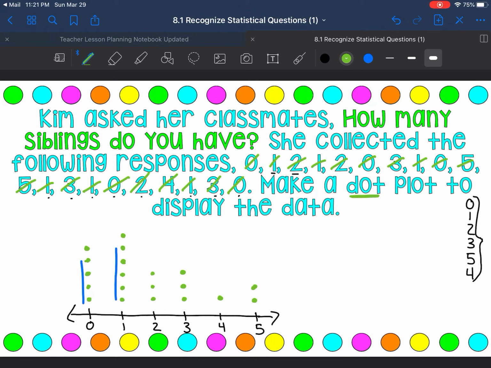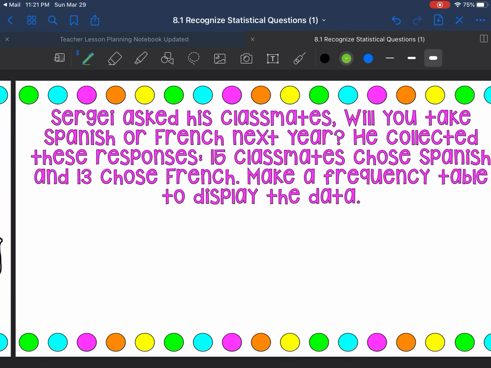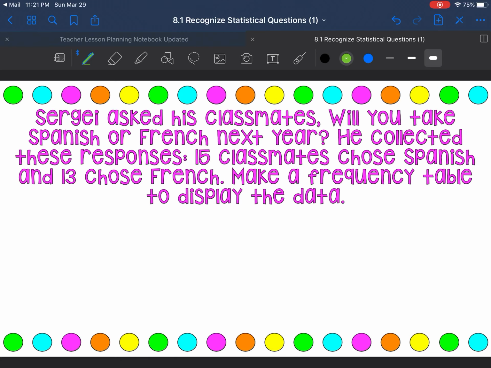That's it, guys. Let's take a look at another type of table I can use to display my data, and that is a frequency table. So Serge asked his classmates, will you take Spanish or French next year? He collected these responses. 15 of his classmates chose Spanish and 13 chose French. Make a frequency table to display the data. All right, I love frequency tables. First thing we need to do is set our table up. So I got a Spanish option and I got French.